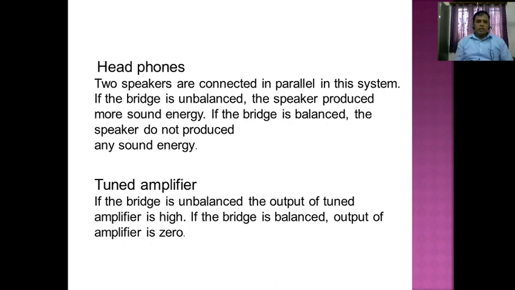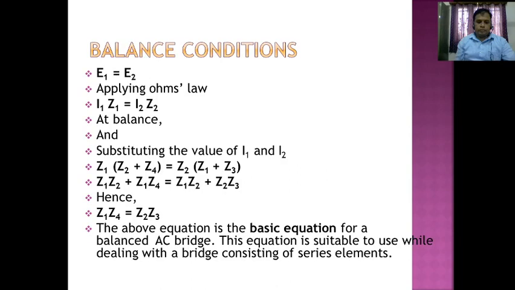And next is the tuned amplifier. What is a tuned amplifier? If the bridge is unbalanced, the output of the tuned amplifier is high. If the bridge is balanced, the output of the amplifier is 0. Now we will go to the balance conditions. What are these balance conditions?